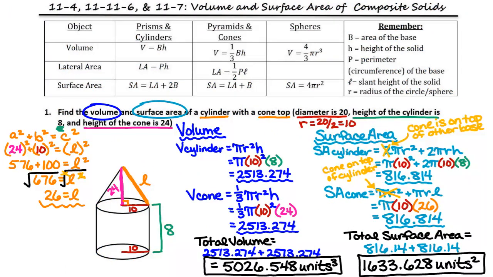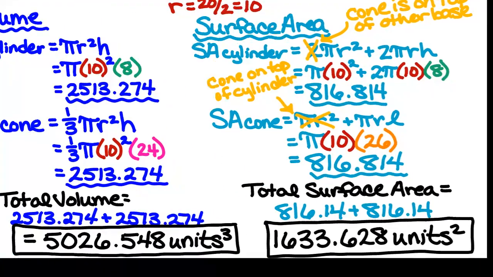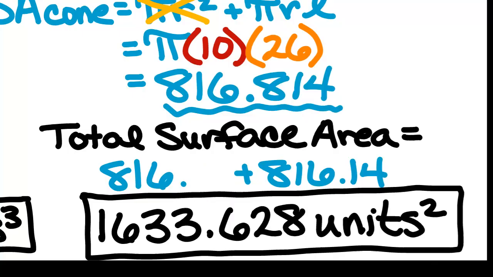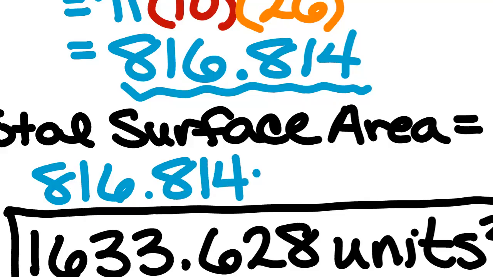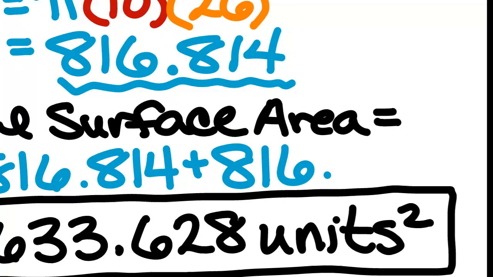Very nicely done. Yes. Pi times 10 times 26 is 816.814. Oh, 814 instead of 14. Thank you. I wrote it down right up above and then I shortened it. 814. Thank you. Plus 816.814. Thank you so much for correcting me on that.